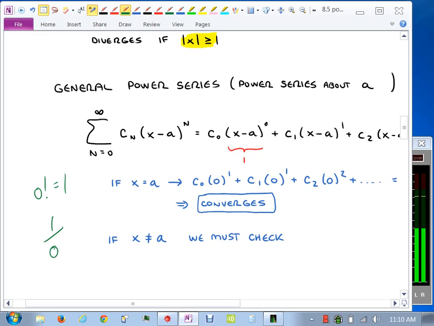piece right here will be a 1, which means the first term of this series will be c sub 0. So when we were saying it was a bunch of zeros adding up, all these would be zeros, but that first one would be c sub 0, times 1. Okay, but the important thing is that it converges. So anytime you have a power series about a, if x is a, it converges. Yes? It should go to c sub 0. Yep.